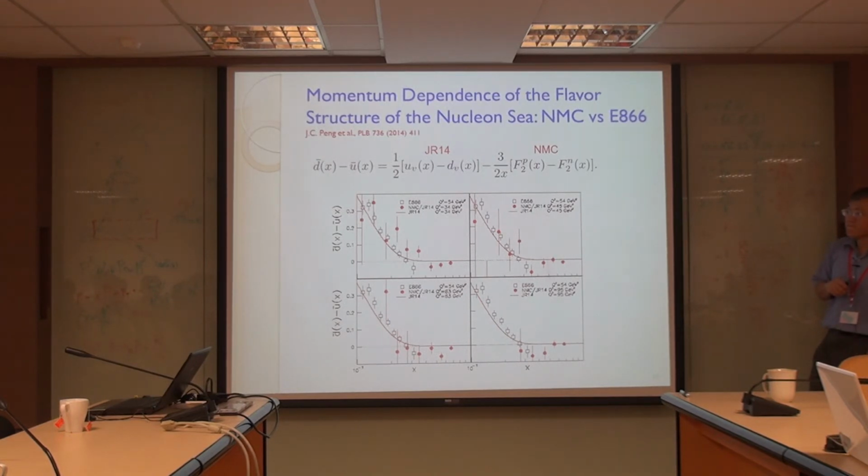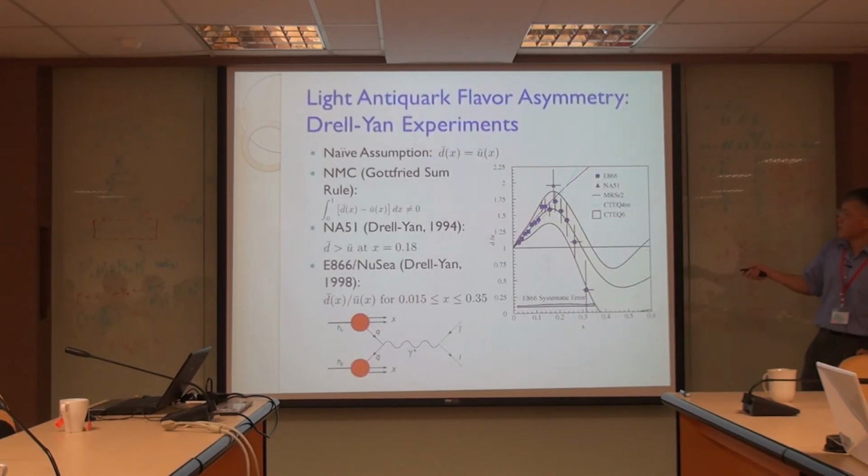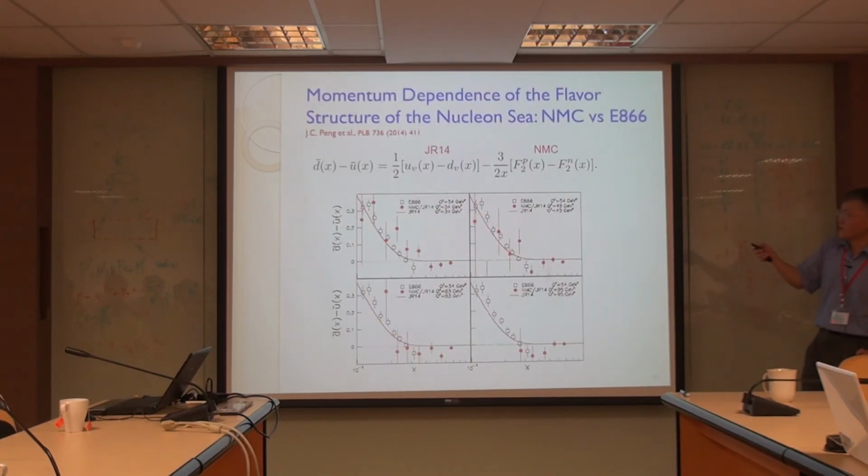Do you also have the valence contribution from NMC alone? Valence contribution from here. From NMC, or we can answer. Yeah, NMC measured the structure function. So this is just a very simple algebra of the Gottfried sum rule. We just reverse it.